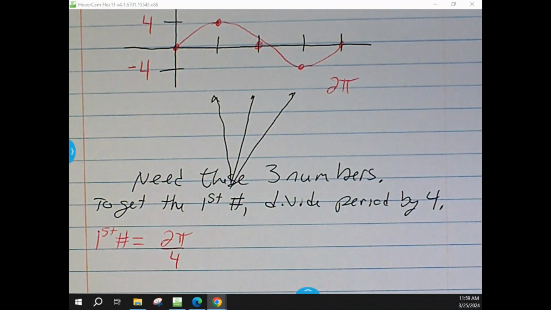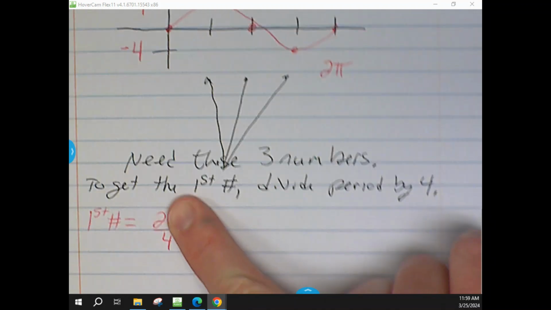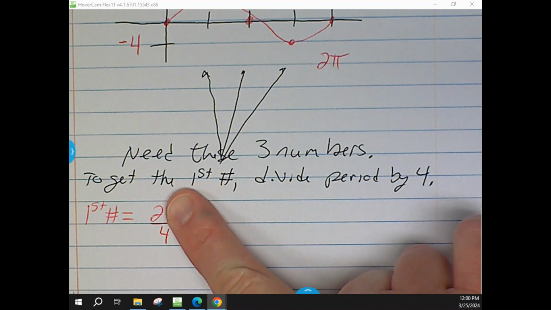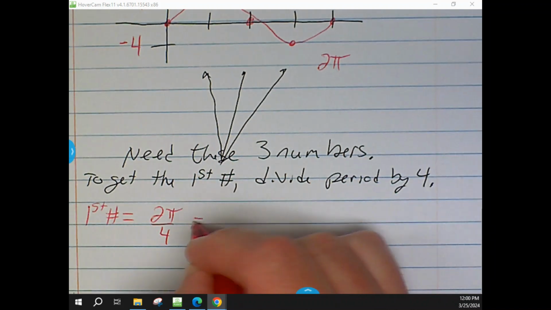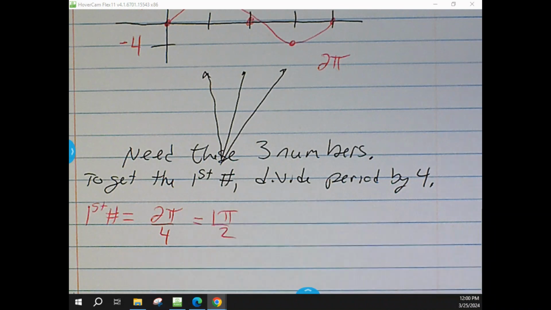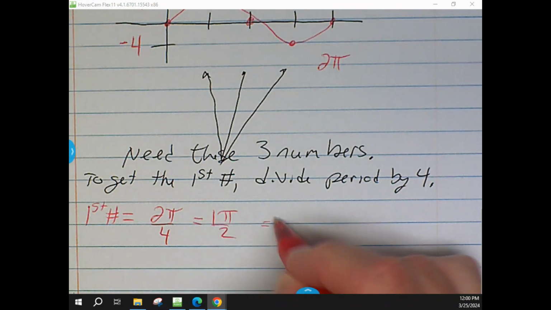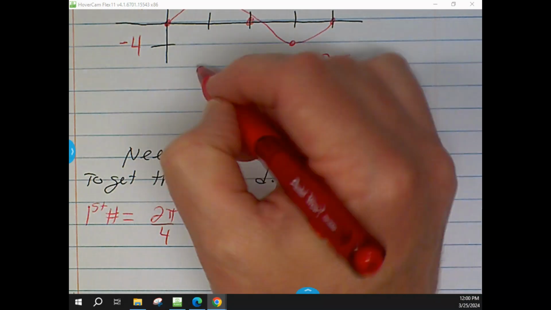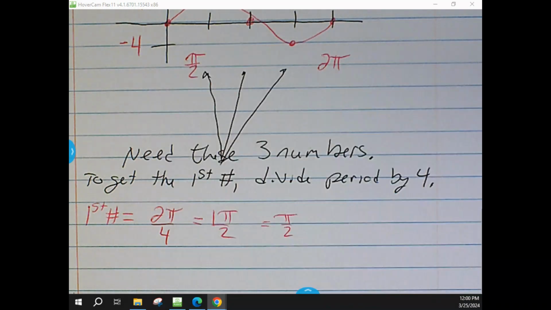Now here's the good part for this one, and this is going to be the case every single time we go through these. If it's 2 pi over 4, as a fraction, how could you simplify that? Divide them both by 2, which would make it 1 pi over 2. And if it's 1 pi over 2, we can just make it pi over 2. So that's going to be our first number here.